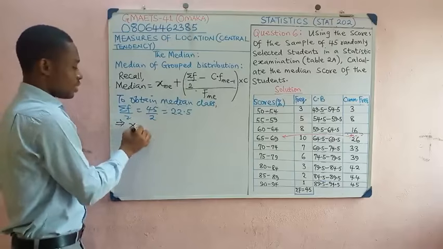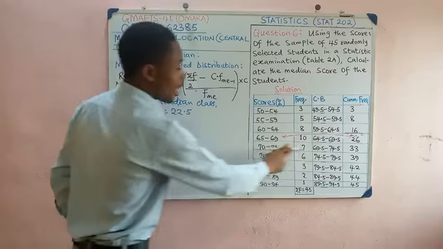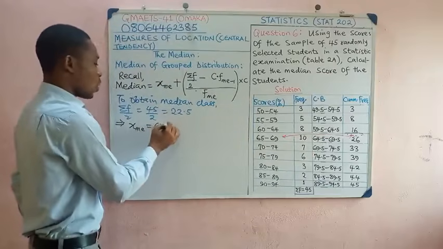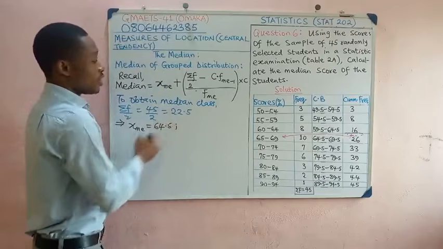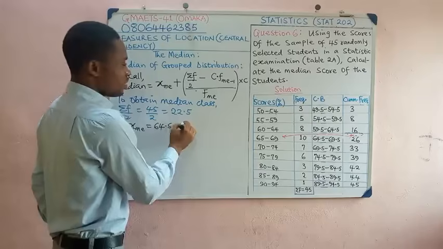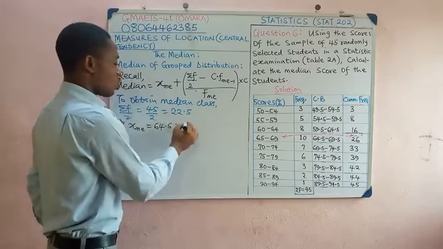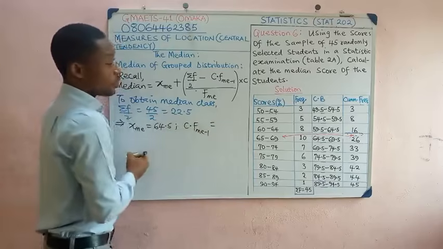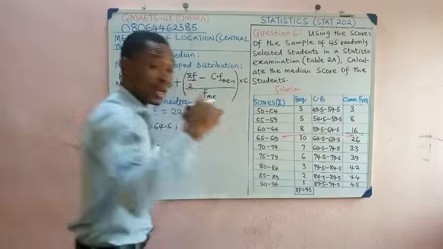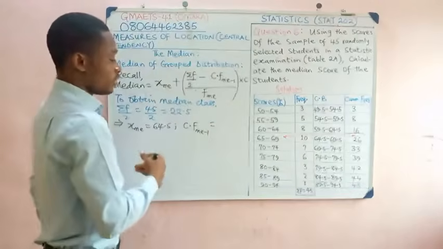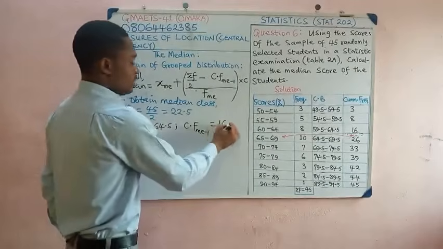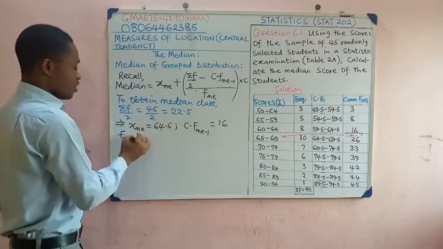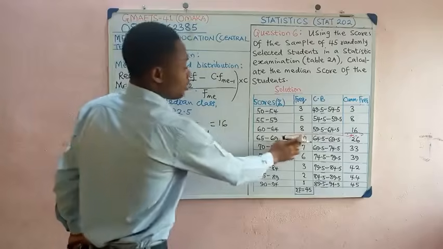Alright, so we're going to obtain the values of all these parameters. It implies that XME, the lower class boundary of the median class, is located here at 64.5. Then we have the pre-median cumulative frequency. The cumulative frequency of the pre-median class is 16. That is the class just above the median class. Of course, we need the frequency of the median class, and that's 10.